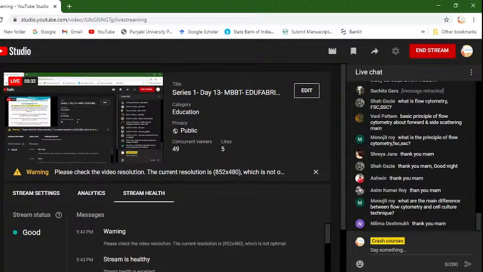So I will suggest you join any workshop. The workshop is maybe of 1 or 2 days. If you have an interest in flow cytometry, then you must go for it also.